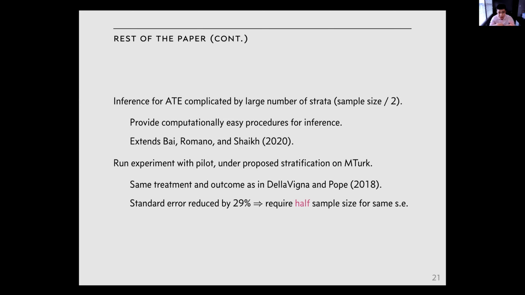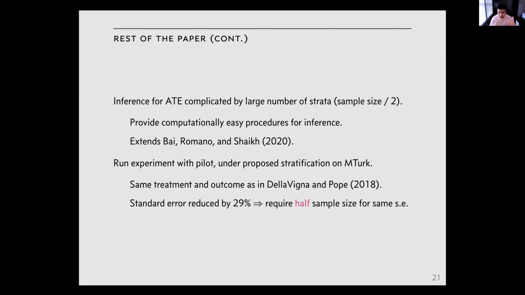And finally, I illustrate everything that I described, so I made everything feasible. I illustrated by running my own experiment. What I did is that I took this paper by Delevania and Pope 2018. I take the same outcome as in their original paper. I take one of their treatment arms. And I just redesign the experiment using my proposed stratification. And I run an experiment on Turk.